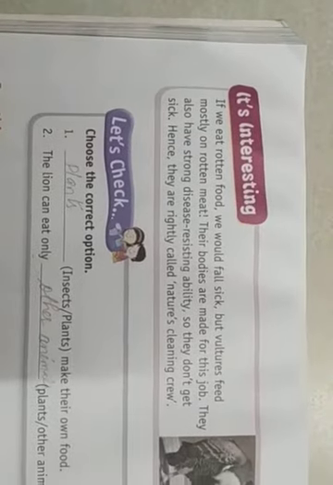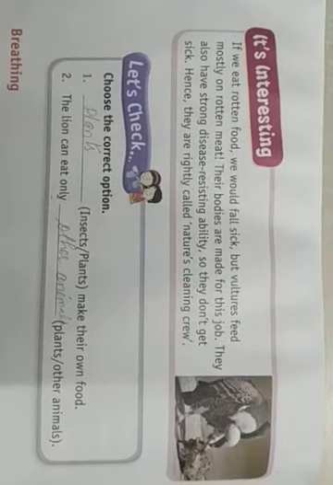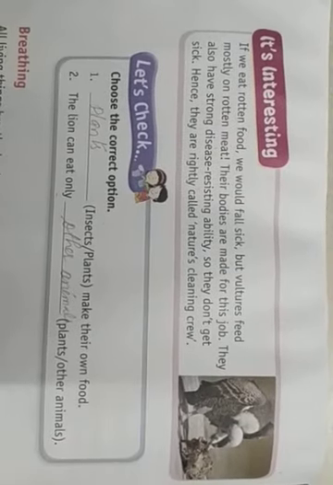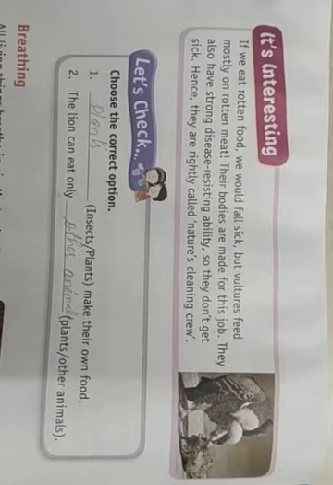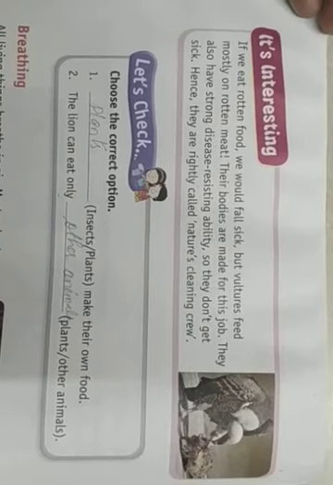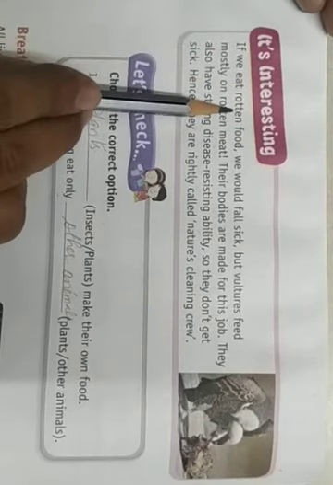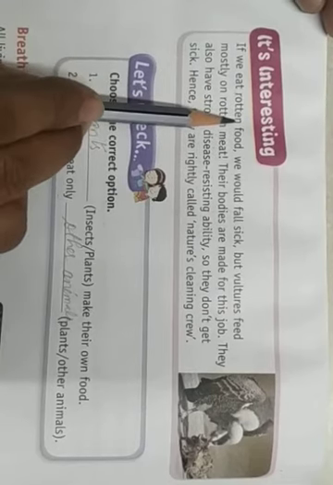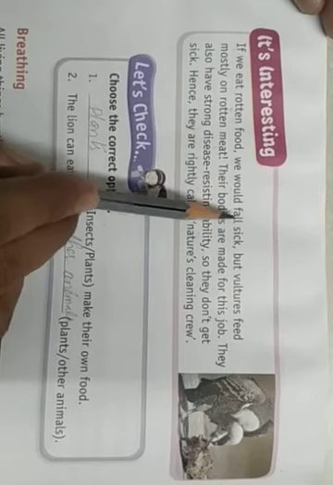As we all studied, plants have life, plants need water, air, sunlight and soil to live. Okay, right? That we have all studied in the previous class, but some more interesting things we are going to learn from this lesson. It's interesting, if we eat rotten food, we would all fall sick.